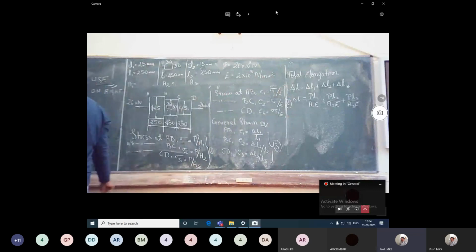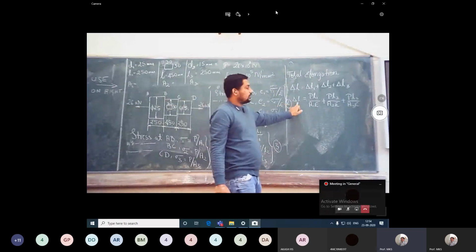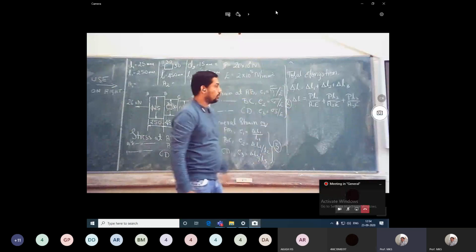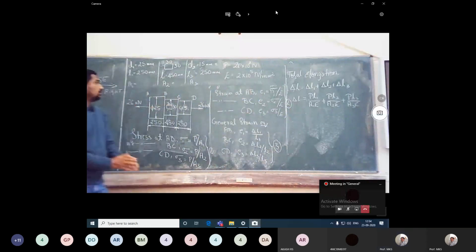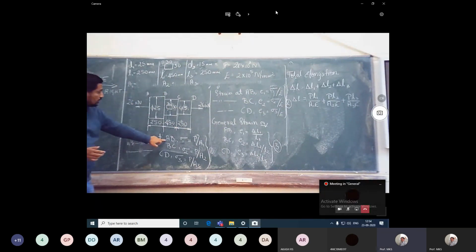So first you calculate the area. I need not do the problem. In the same steps of derivation, you can do the problem. You need to find out the total change in length. First find out the individual areas, and they have also asked you to find the stress in each section.